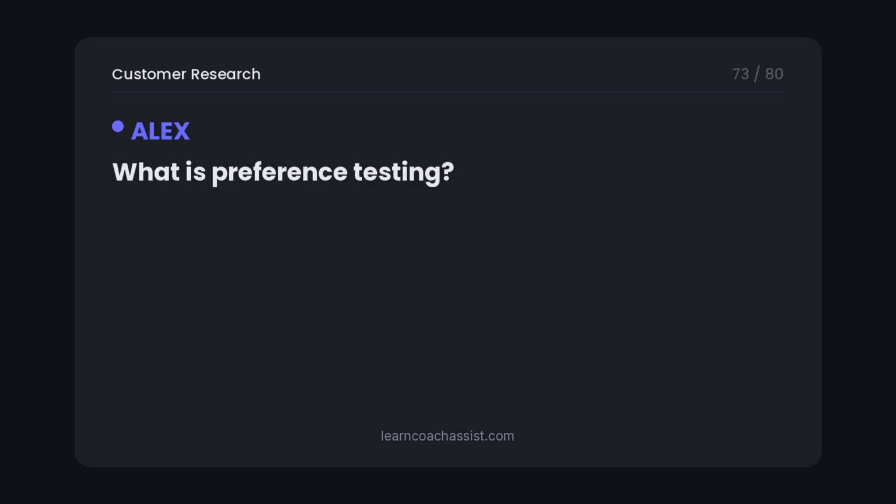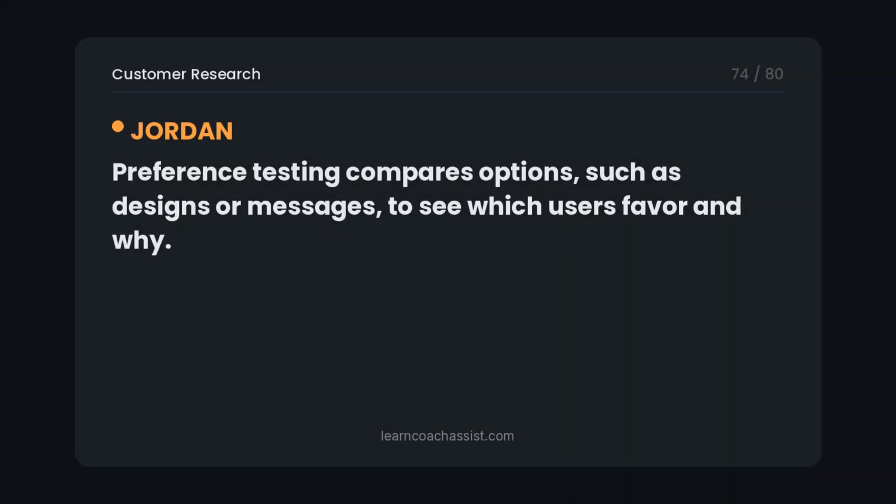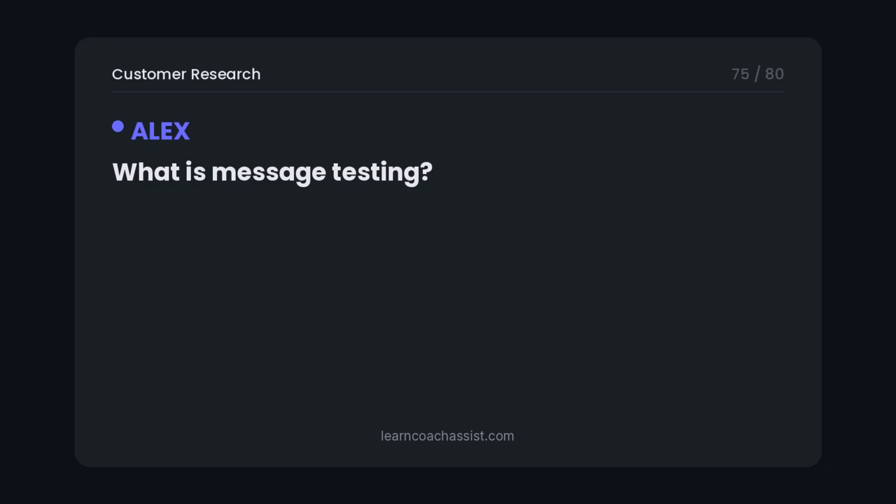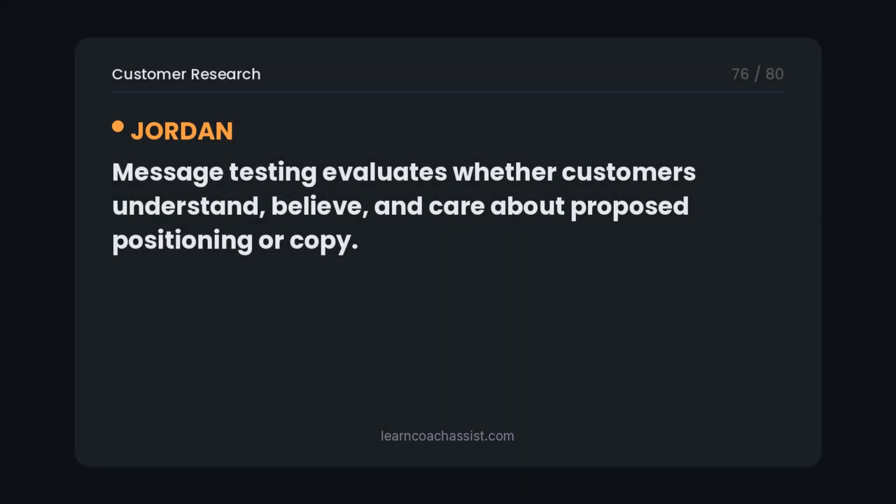What is preference testing? Preference testing compares options, such as designs or messages, to see which users favor and why. What is message testing? Message testing evaluates whether customers understand, believe, and care about proposed positioning or copy.